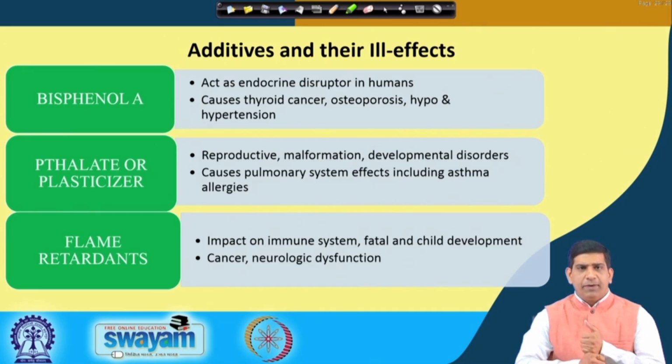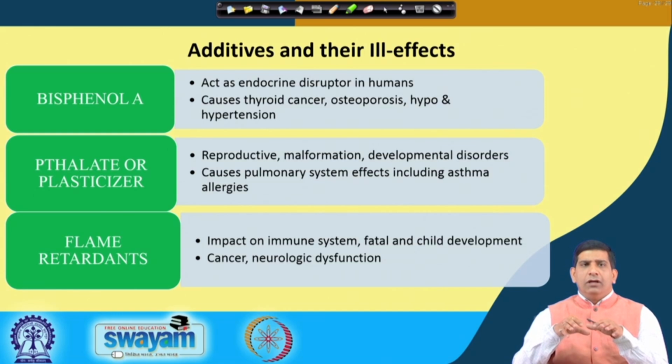Flame retardants, it impacts on immune system. It can be fatal and on child development. It can cause cancer or neurologic dysfunction as well. So these 3 are the broad categories of additives used in plastics, and these are their ill effects.